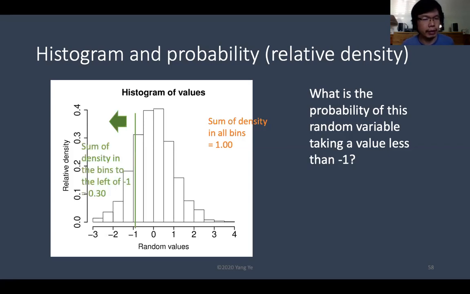We just have to add up all the bars, right? The sum of all the density, which is the height of each bar in the bins to the left of -1, is about 0.3. So there's a 30% probability that this particular random variable takes a value less than -1. We just have to sum up all the bars. So the heights of the bars can be summed up, which is quite a neat way of representing probability. The area to the left of -1 in this histogram, with bar height as the area, sums up to the value that is the probability itself. You don't have to do any kind of transformation or division to get the probability, okay?